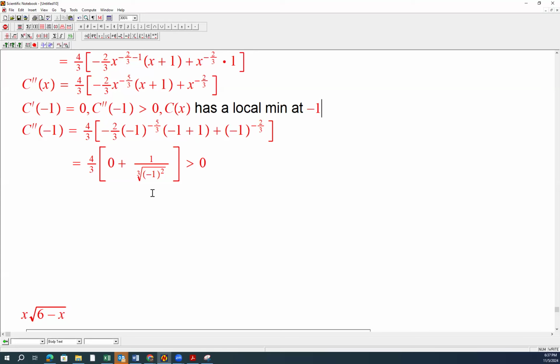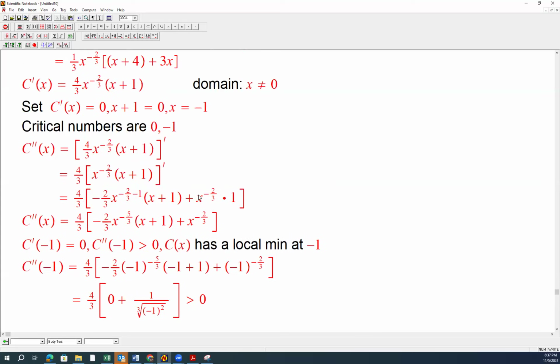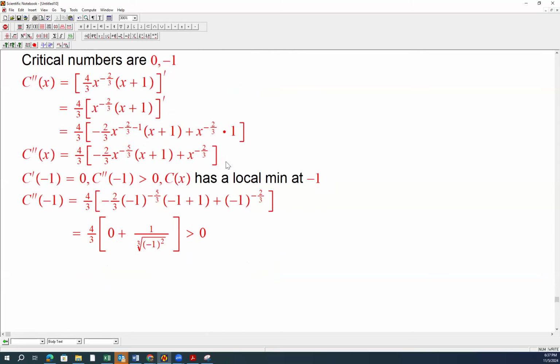And how about the other critical number? For the other critical number we cannot use this test. We have to use the first derivative test, and we already tested it. So that is all for these examples.